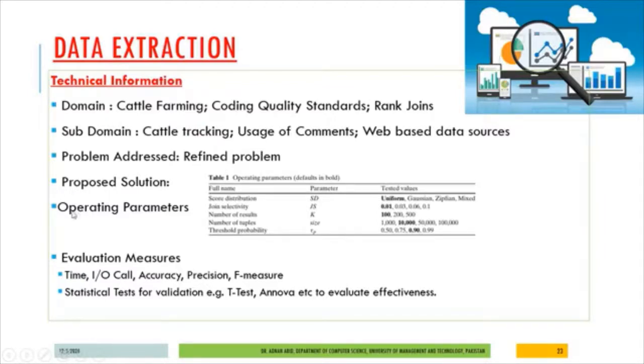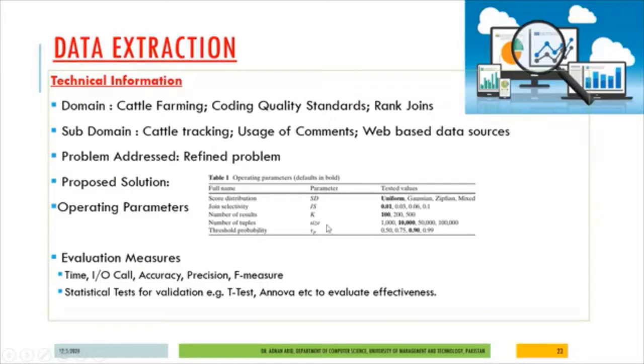The proposed solution is there, and these are the operating parameters. This is an excerpt from an article which helps us understanding the concept of operating parameters. These are the influencing factors based on which we tend to evaluate our proposed solution. So, for instance, for a join problem in the database systems, the rank joins or simple joins, the scoring distribution for rank joins is important, or data distribution. Then join selectivity of a join, the number of results that we need to achieve in these rank joins, in case we are only interested in top 100, 200, or 500 results.